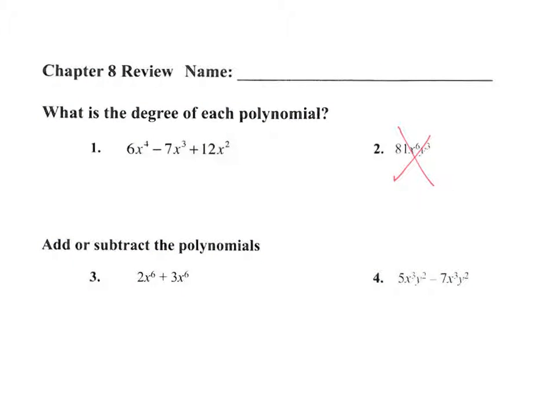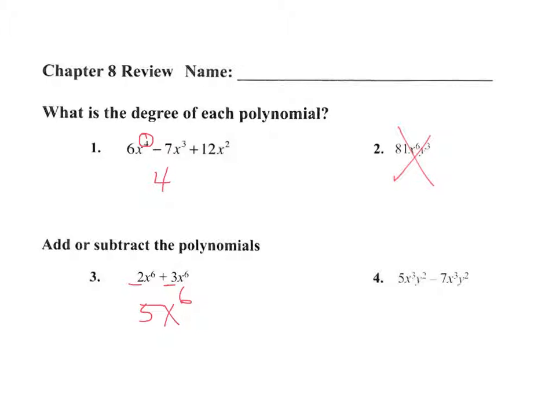So going through the problems for the first one, what's the degree of the polynomial? The degree is 4 because that's the highest exponent. And the next one, adding the polynomials 2x to the 6 plus 3x to the 6 is 5x to the 6. So we're combining coefficients and keeping the exponent the same.